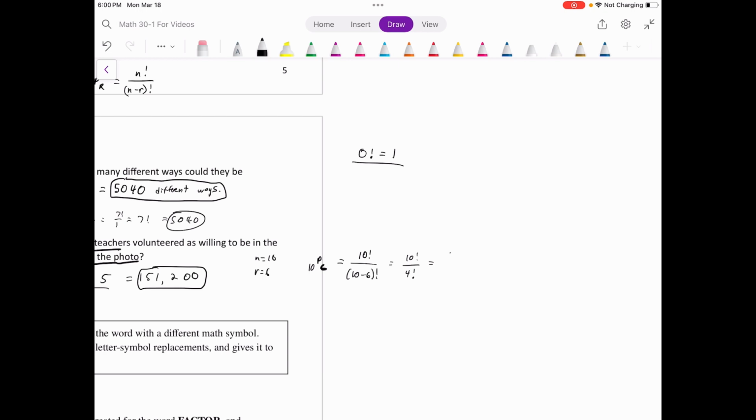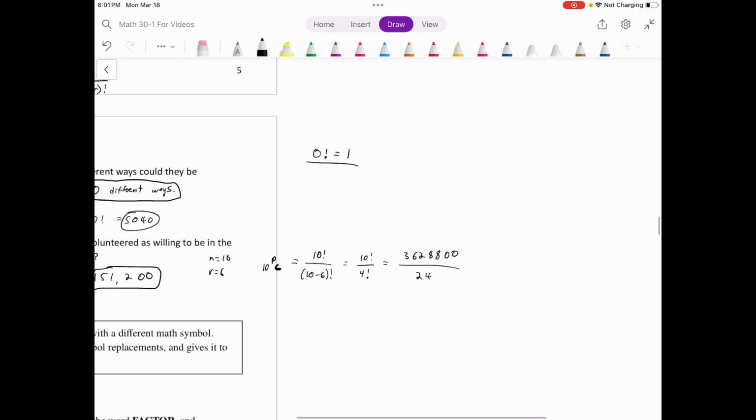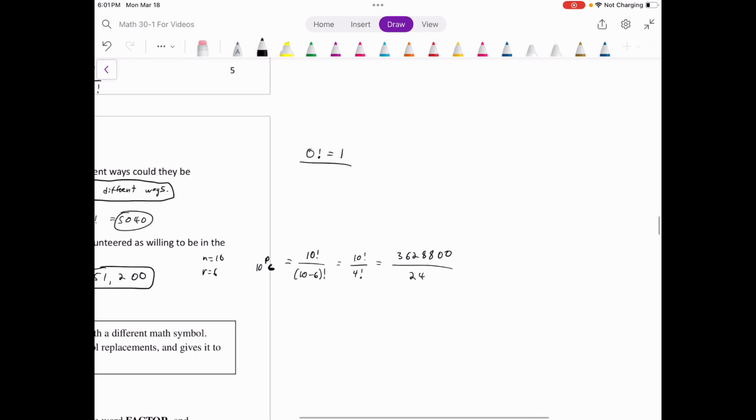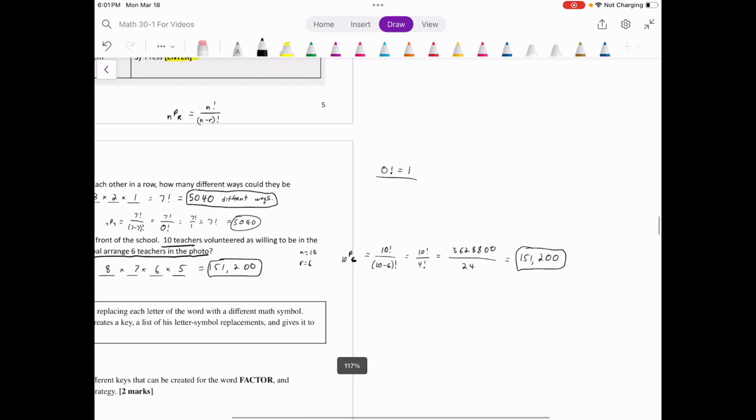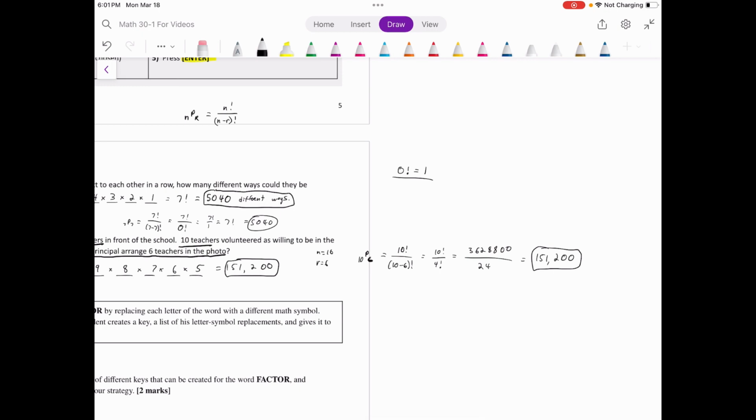And that gives us 3,628,800. That's 10 factorial. Over 4 factorial is 24, right? 4 times 3 is 12, times 2 is 24, times 1 is still 24. And guess what? It gives us the same result, 151,200 different possible arrangements of 6 teachers chosen from a group of 10. Okay, cool, right?